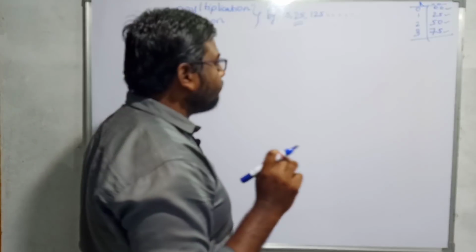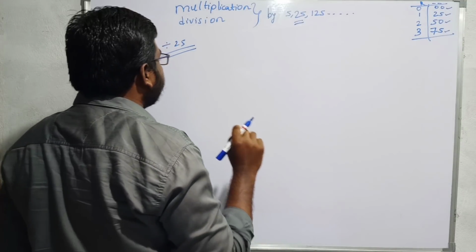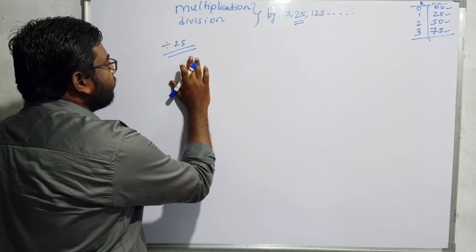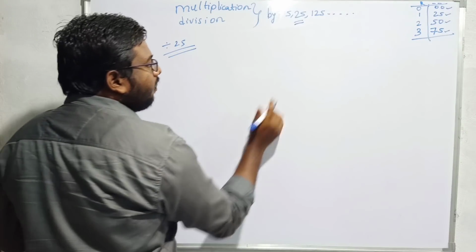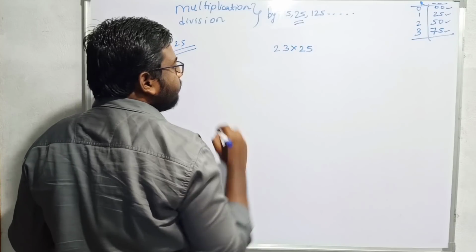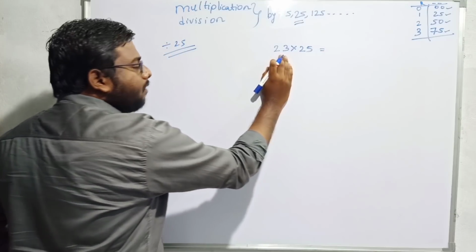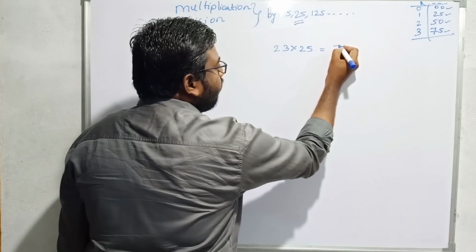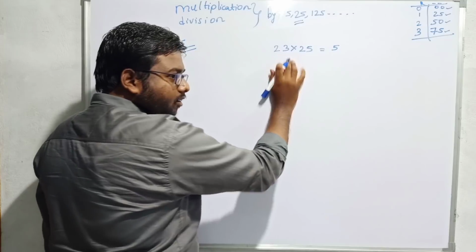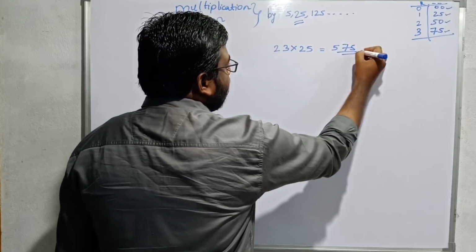This should be kept in mind, although we will study it in the number system part when we study divisibility. Let us see how we did the multiplication with 25. Take 23 into 25. I divided 23 by 4, got 5 and a remainder of 3, so I wrote 75 as the last two digits.